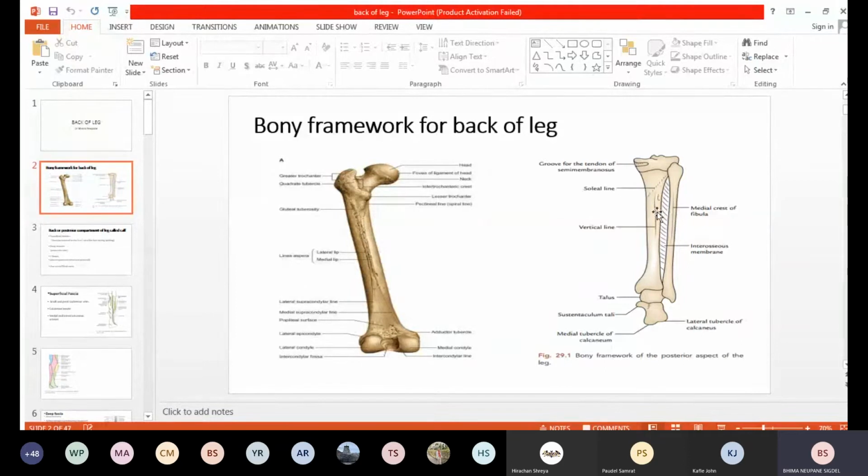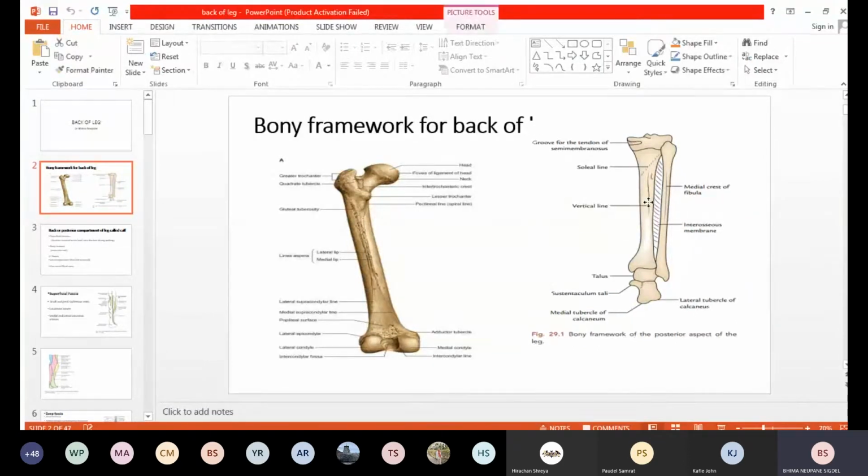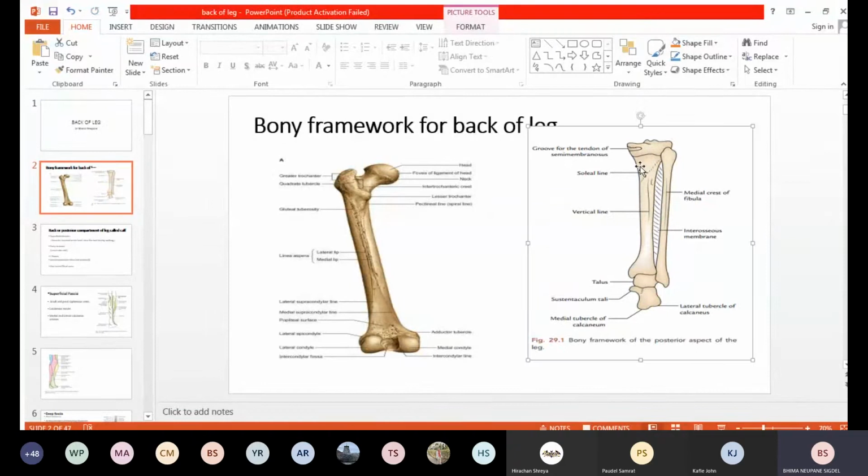So in between the bones is the membranous interosseous membrane. In the posterior surface of the tibia, you can see an obliquely running line, known as the soleal line, in the upper third of the posterior surface of the tibia. And if you look downward from the middle part of the soleal line, there is a vertical line extending, also in the upper part of the posterior surface, just below the soleal line, known as the vertical line on the posterior surface of the tibia. These are the points you have to remember.